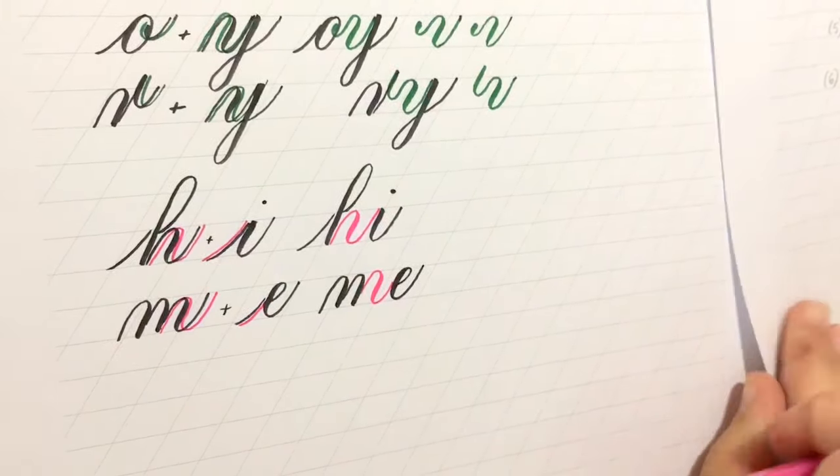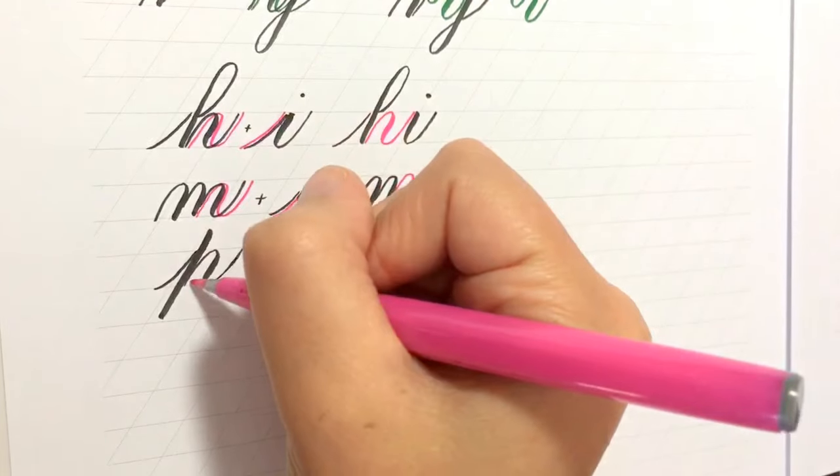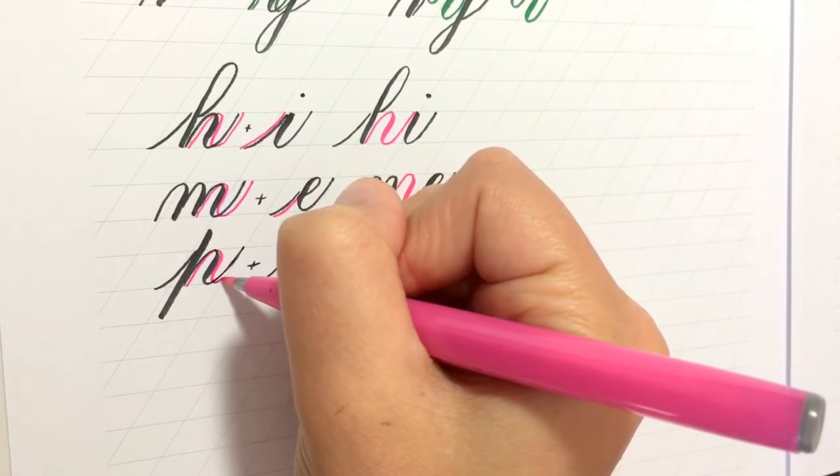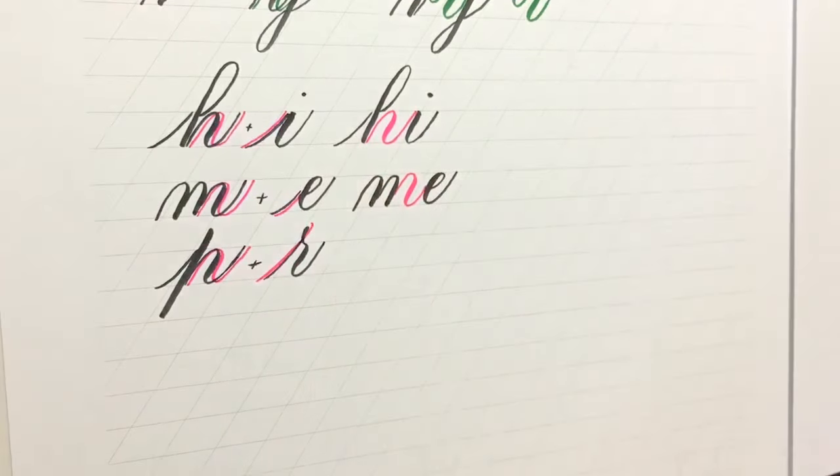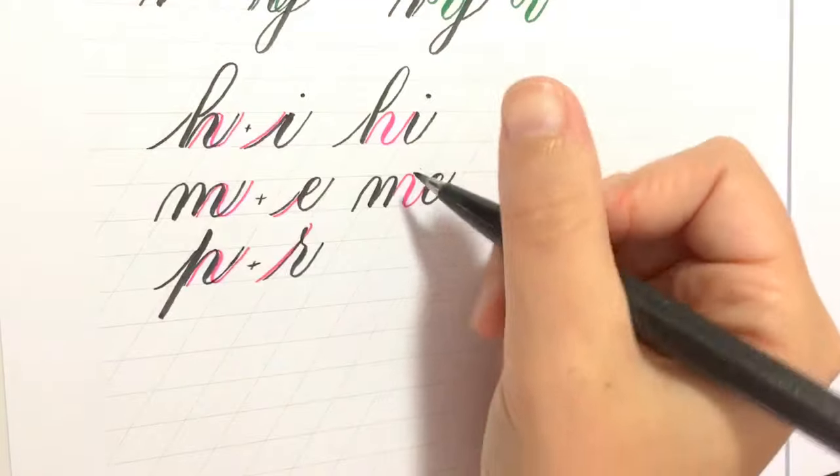Next we have a compound curve to an extended entrance stroke. So this version of the P that I'm about to write ends with a compound curve. And then let's connect that to this version of the R. Okay, so then after we make the compound curve, we want to make sure that we go up and above the header line to start the R.